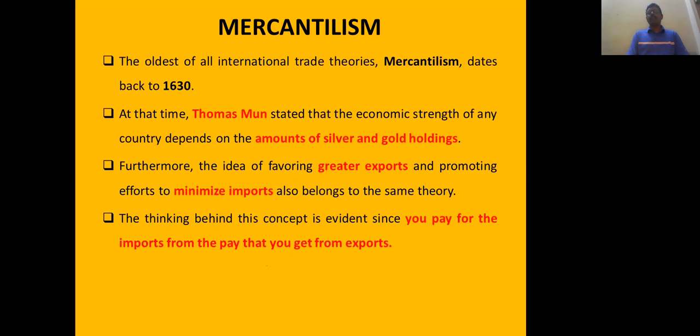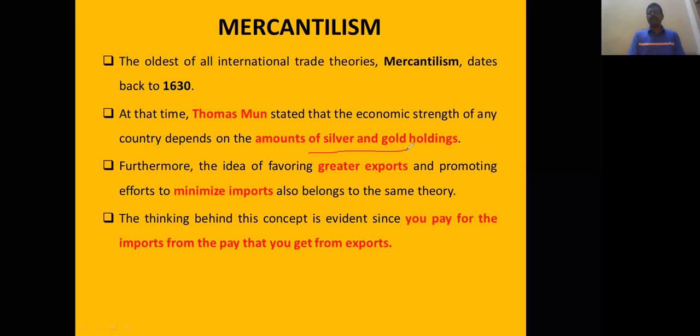First trade theory is called mercantilism. Mercantilism is a theory which was initiated by Mr. Thomas Mun. Mr. Thomas Mun is the person who first initiated the trade theory which is called mercantilism. He stated that the country's worth depends upon the gold and silver holdings which the country has. If the country has high gold and silver reserves, then the country is said to be rich. And if the country possesses less amount of gold and silver, then it is called a poor country.